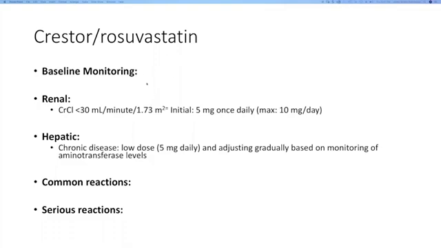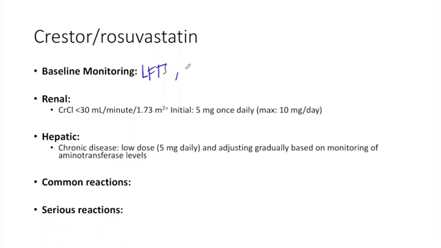Baseline monitoring. So obviously we're going to get LFTs. You're obviously going to need to know what your kidney function is, right? Because you need to make sure you're above 30, basically renal dosing. So you should only initiate with 5 and go up to a 10 max if you have renal issues. So LFTs, kidney, that's pretty much it.